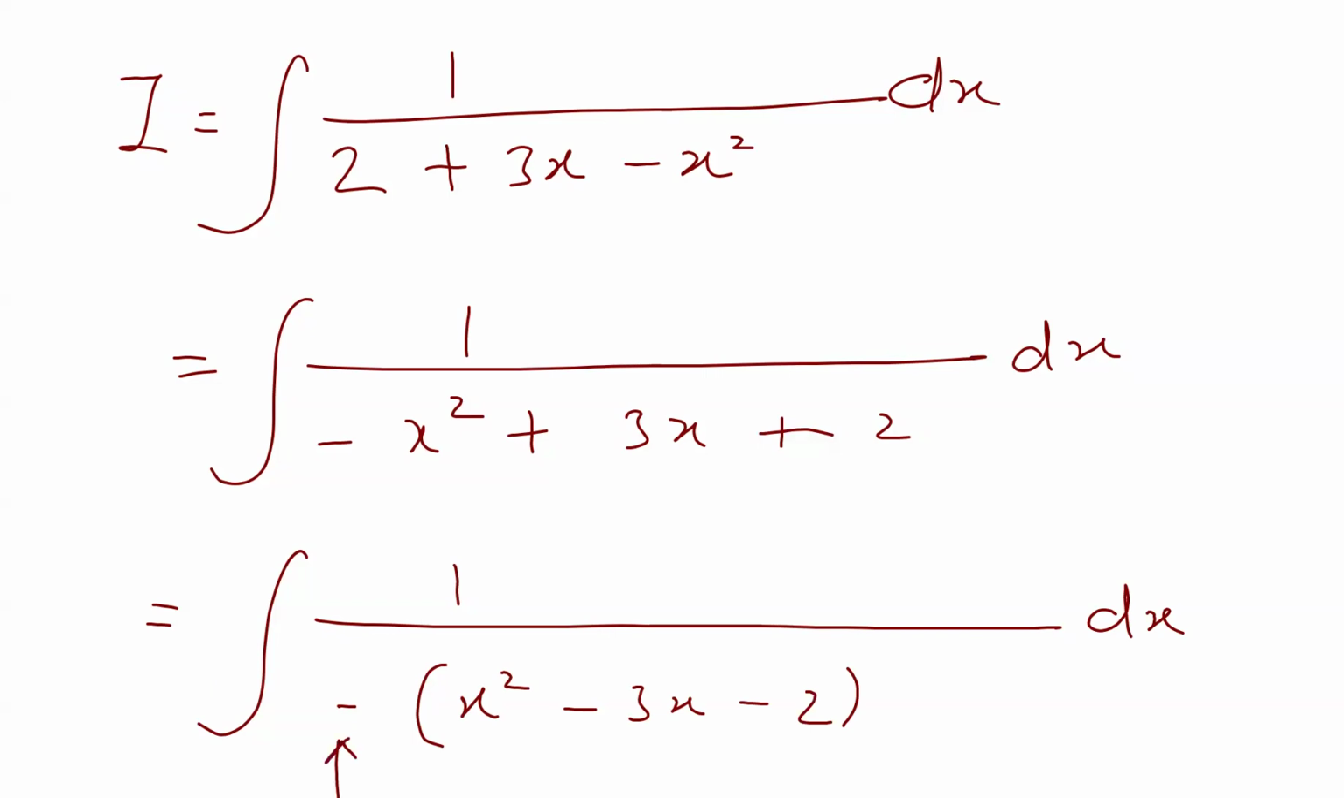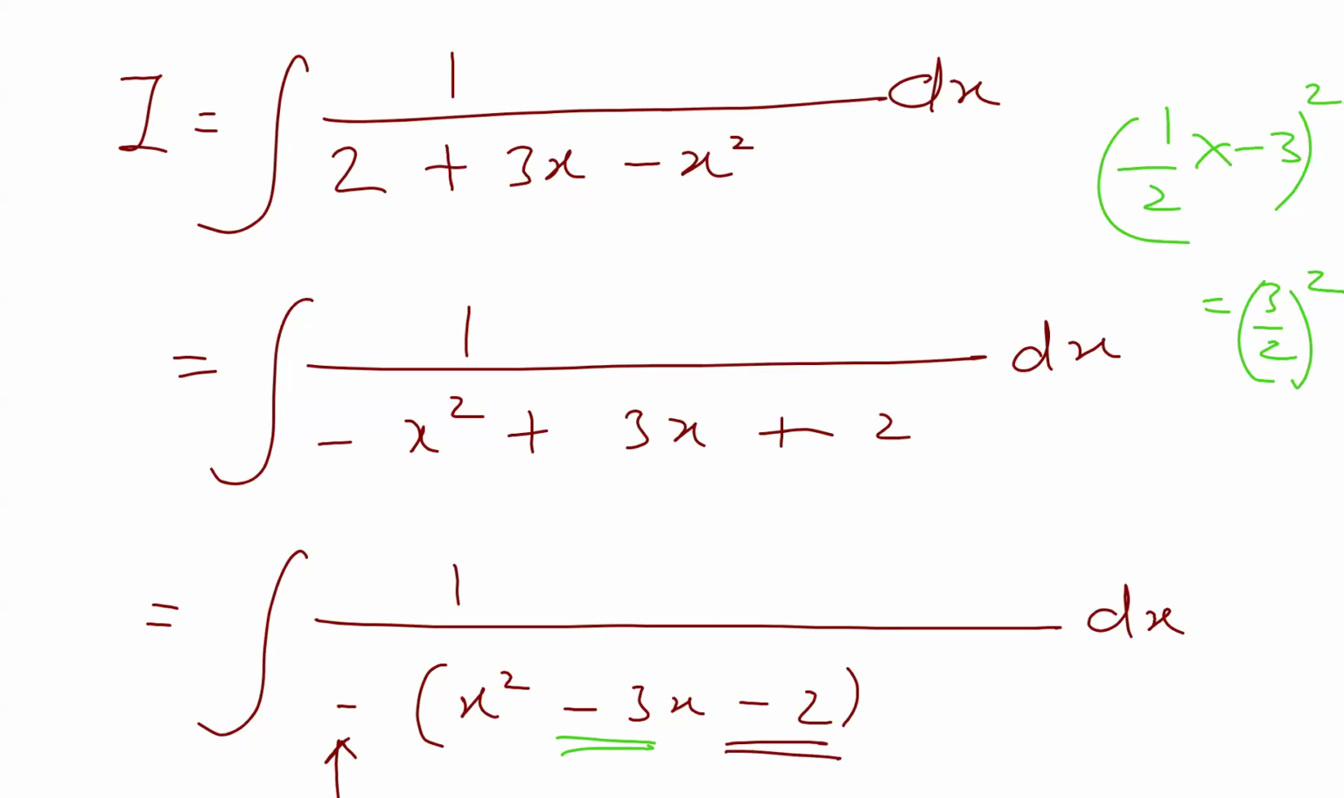So half into coefficient of x. So the coefficient of x is minus 3, the whole square. So this is 3 by 2 the whole square. Negative square is positive. So 3 by 2 the whole square. So place 3 by 2 the whole square before the constant and after the constant. Constant is minus 2. So before minus 2 plus 3 by 2 the whole square, after minus 2 minus 3 by 2 the whole square.